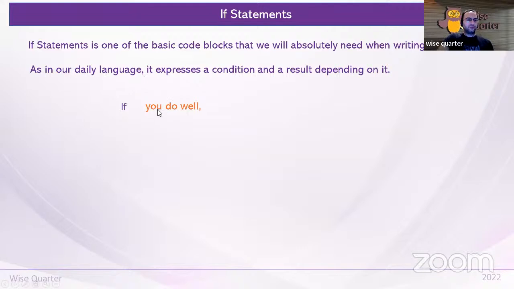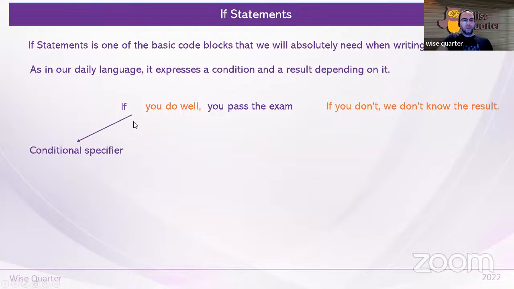If you do well, that's the condition. If you study, you pass the exam. If you don't, we don't know the result. I mean, you may pass or not. For now, we do not know the result. This is where we are saying that this is the condition specified. I am saying that there will be a condition after this one. If, and the condition comes.